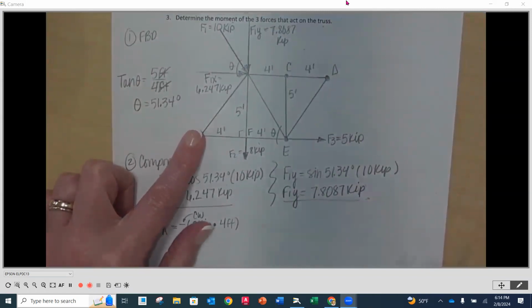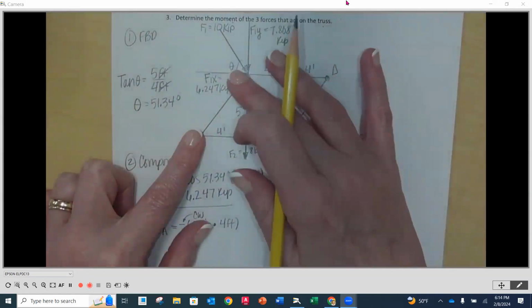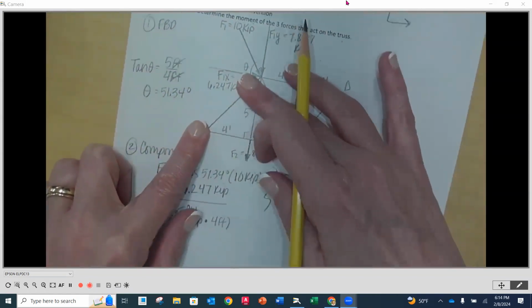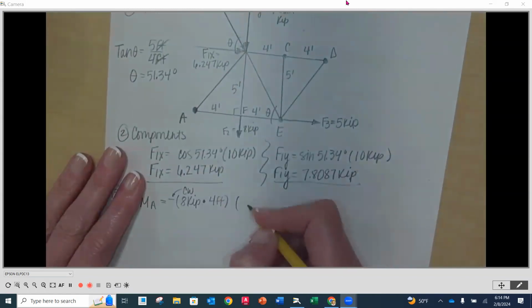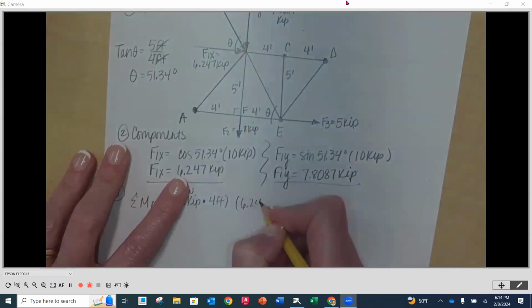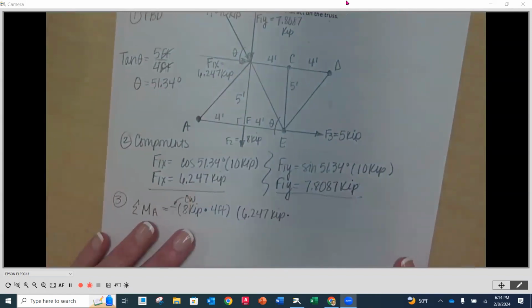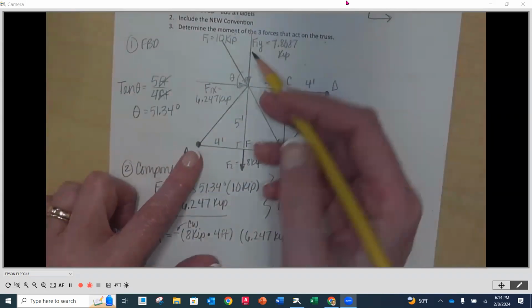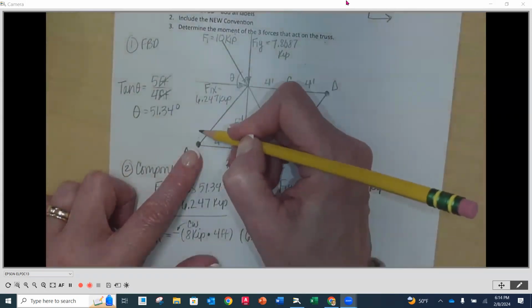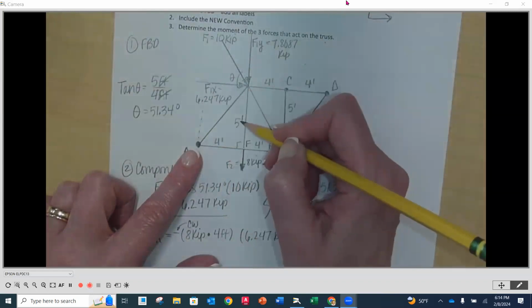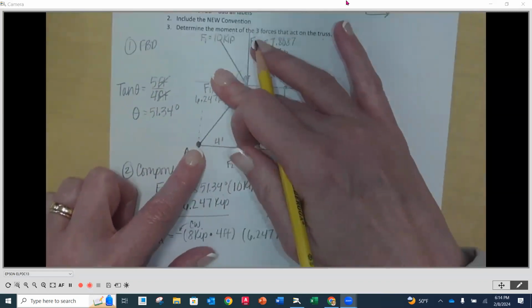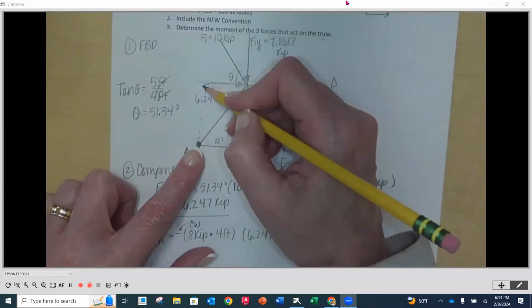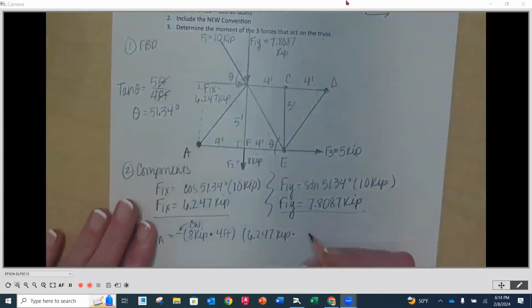Finger back on A, and now I am going to pull in the direction of my F1x. That is causing a rotation. So my F1x is 6.247 kips. That's its magnitude, times perpendicular distance. If I push this back along its line of action and I go straight up to it, do you see how that's 5 feet? So if I go here, here's 5 feet perpendicular distance. Okay.